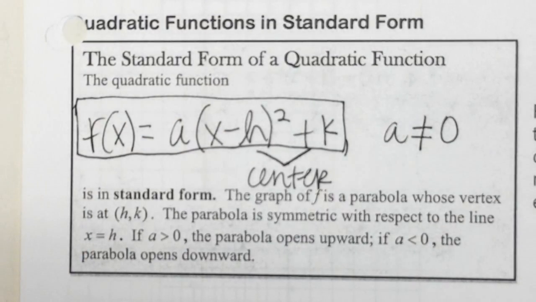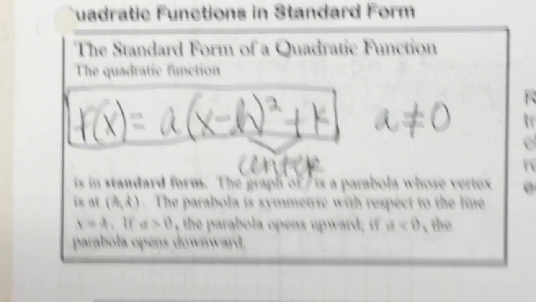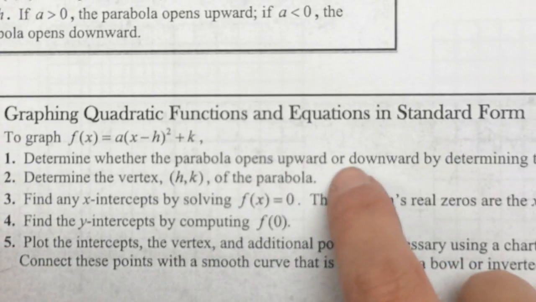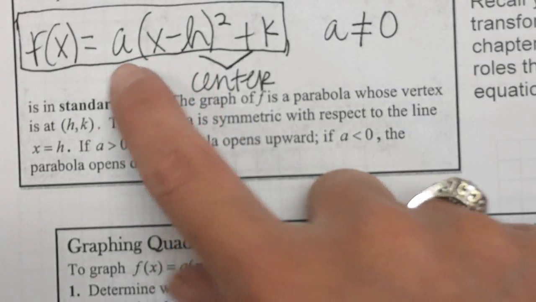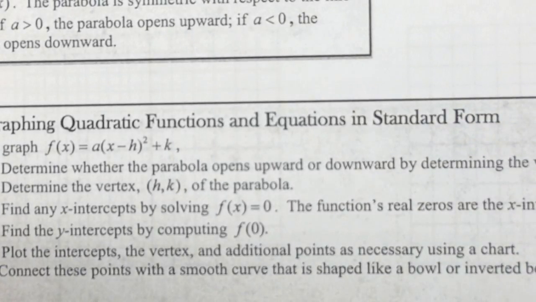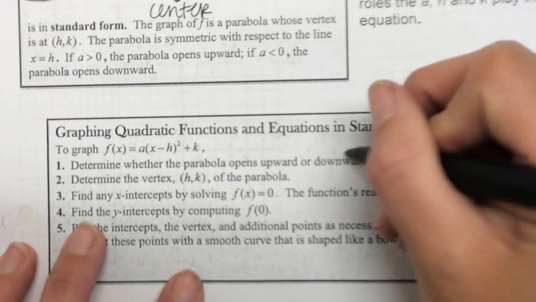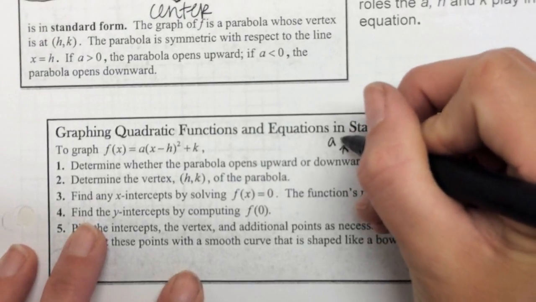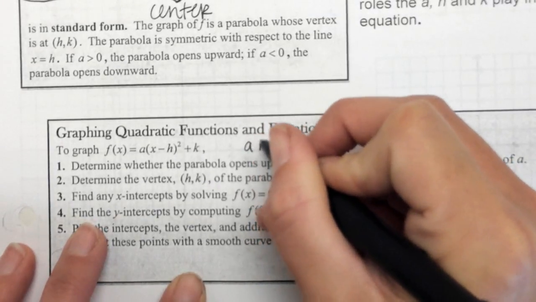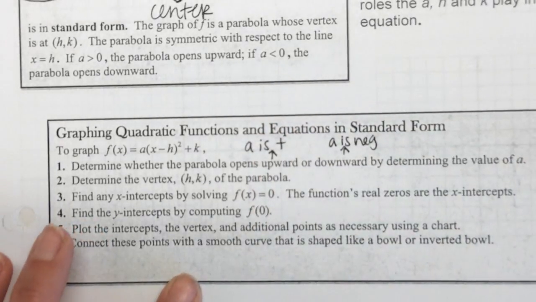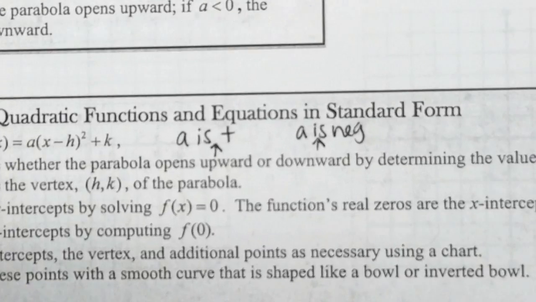So we're going to graph them or sketch them by finding 4 characteristics. So the first characteristic is whether it opens upward or downward. That means does it open up or down, and that depends on your A. So again, I want you to write this down: it's going to be down if A is negative. It's going to be up if A is positive, down if A is negative.